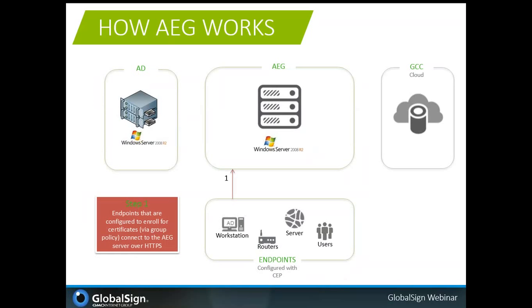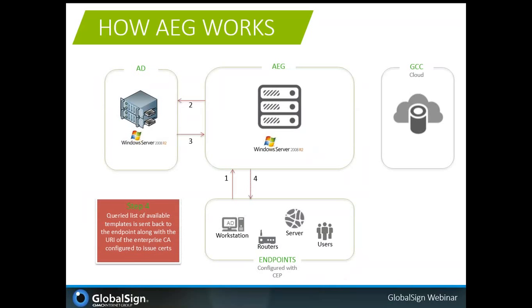Step 1, the endpoints that are configured to enroll for certificates through group policy connect to the AEG server over SSL. Then the AEG server sends an LDAP query to the domain controller to get a list of templates that the endpoints can enroll for. A queried list of available templates is then sent back to the endpoints, along with a uniform resource identifier of the enterprise CA configured to issue the certs.